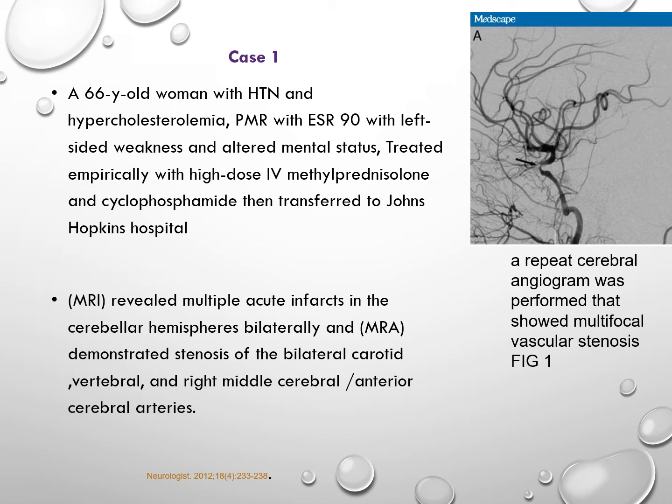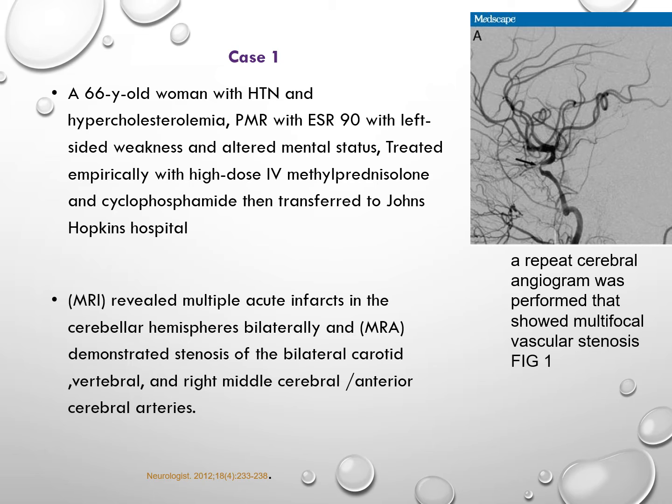So these are a couple of cases from Johns Hopkins Hospital. I think these cases can brainstorm our minds to know how challenging vasculitis is and how much we need to concentrate and rule out all the differential diagnoses before we label our patient as vasculitis. These cases were published on Medscape, I think in 2012.